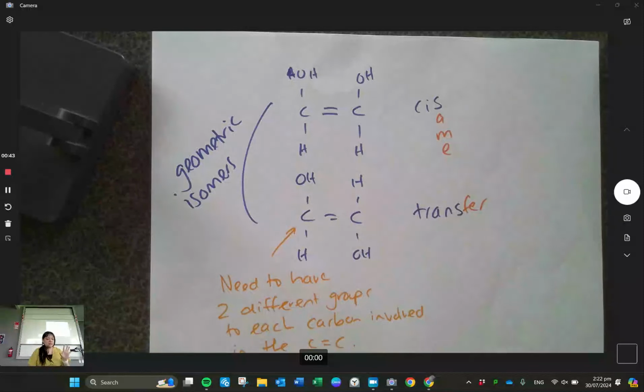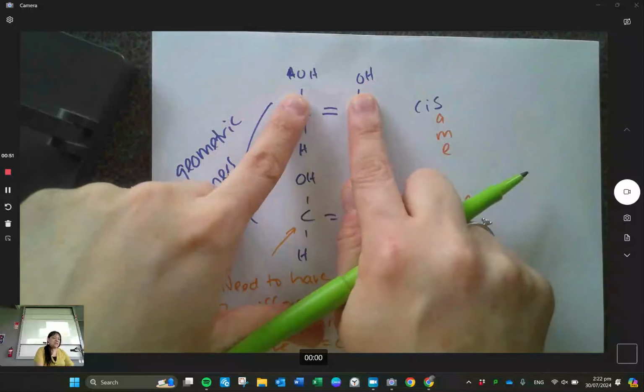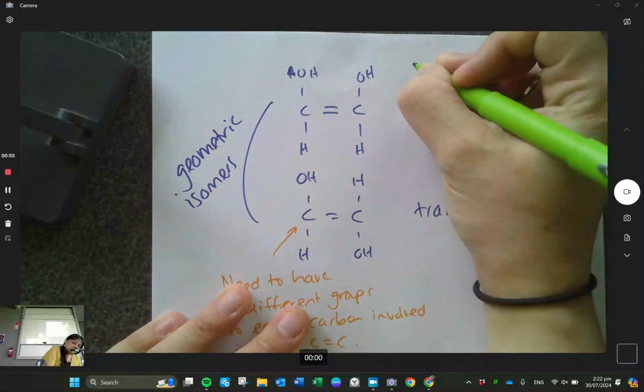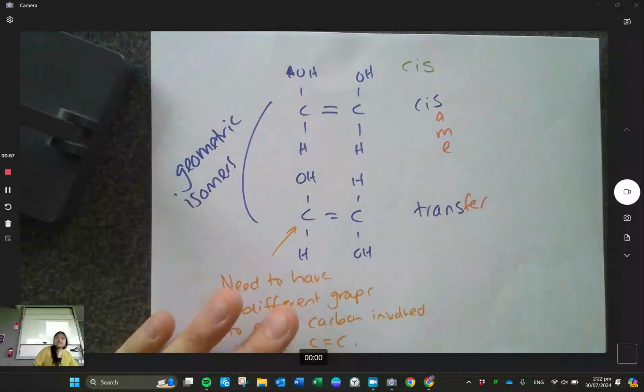When it comes to our geometric isomers, you are going to start with whether or not it's a cis or a trans whenever you're doing your naming. So since this one has the alcohols on the same side, that is going to be cis. So the first thing in your name should be cis.